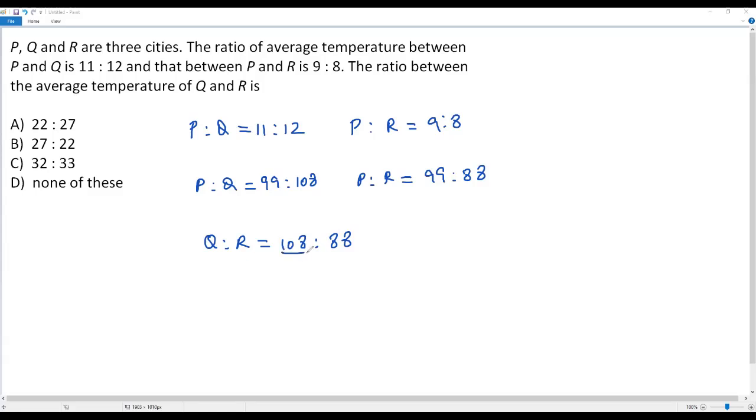Since 4 is the greatest common divisor, we have to divide both the terms of this ratio by 4. When I divide this 108 by 4, I am getting 27. When I divide this 88 by 4, I am getting 22. I think we cannot do any more simplification in this ratio. So the ratio between the average temperature of Q and R is 27 to 22. We find this ratio 27 to 22 in answer choice B. So the correct answer choice for this question is B.